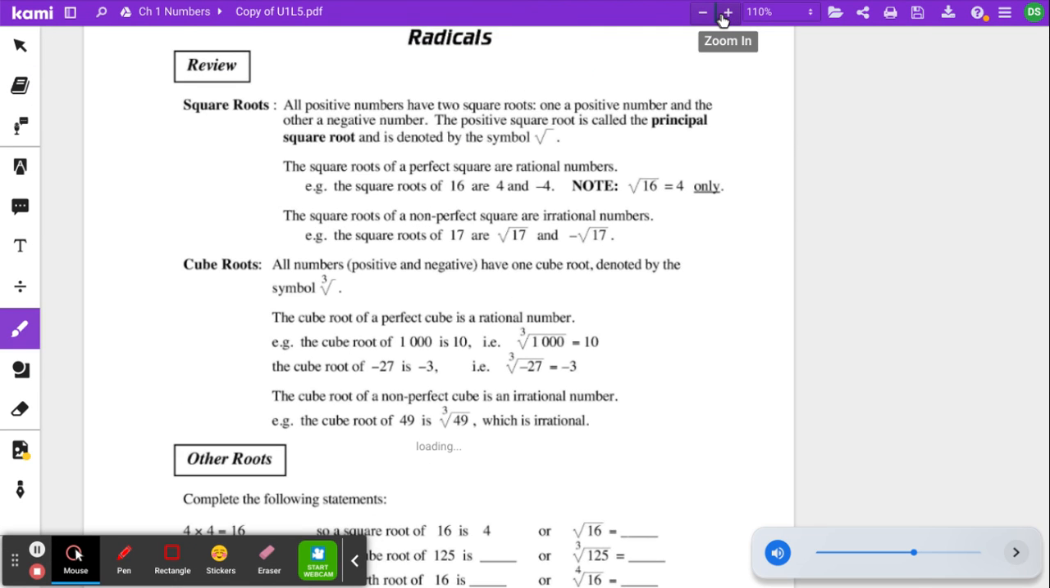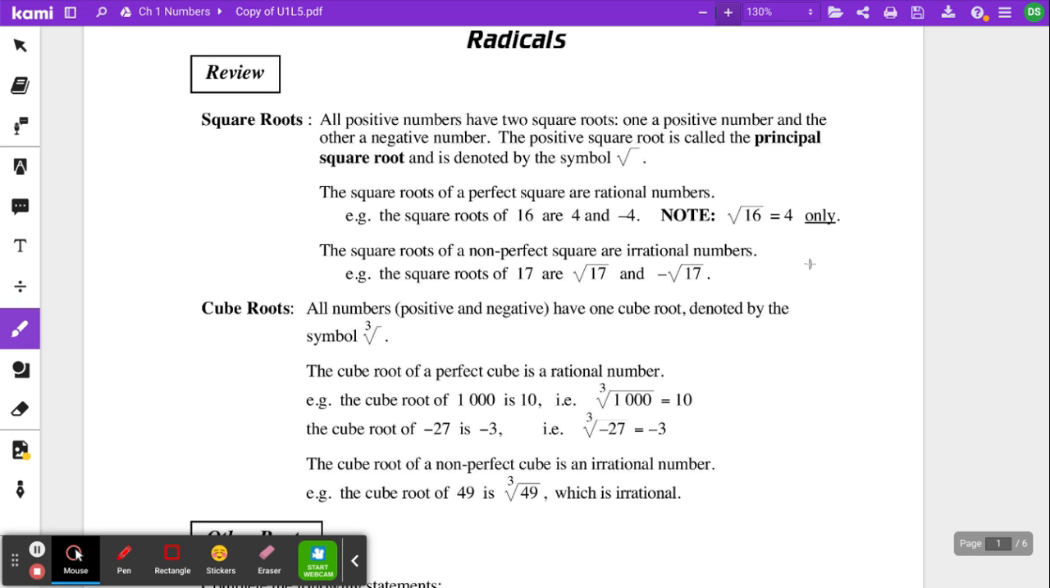So as review, remember that there are actually two answers to every square root. The square root of 16, give me the two answers. 4 and -4. Why is -4 an option? Right, because -4 times -4 is indeed 16, so we're okay.